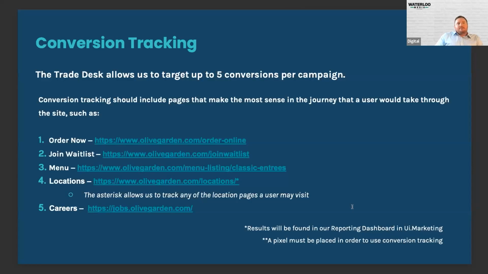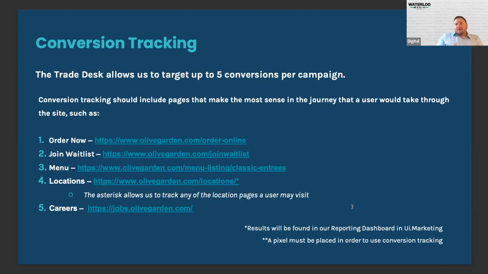So when we're looking at conversion tracking, we can actually track up to 5 conversions per campaign. So an example of some conversions that we would recommend for a display campaign. A good example here would be Olive Garden, right? So there's multiple actions that we can track on the website. Order now is important, showing that that person is probably interested in buying some food or ordering for delivery. So that's an important conversion URL to track.